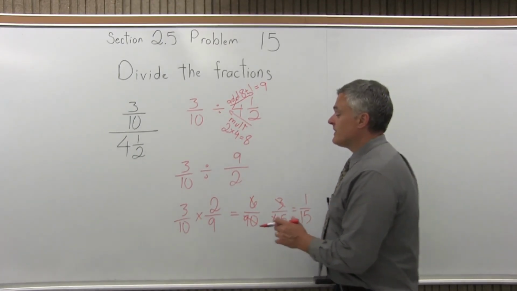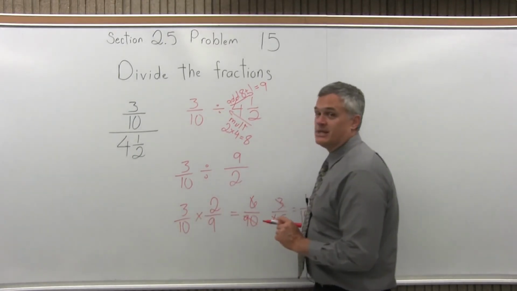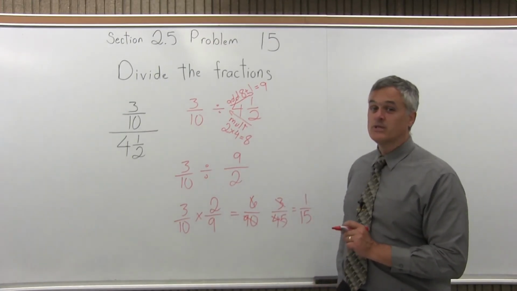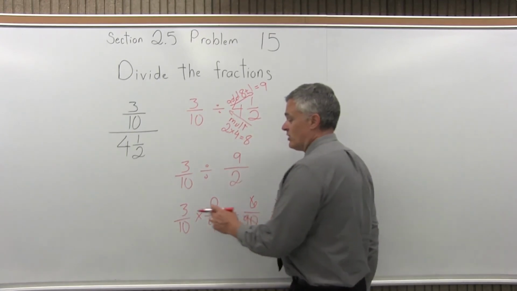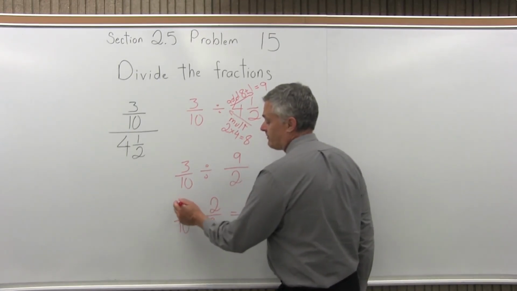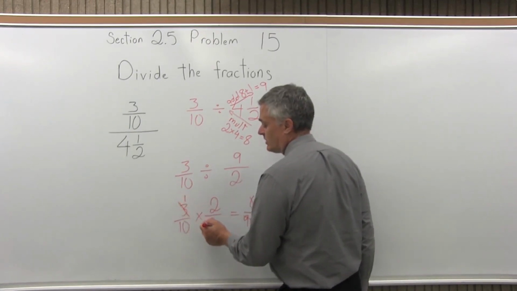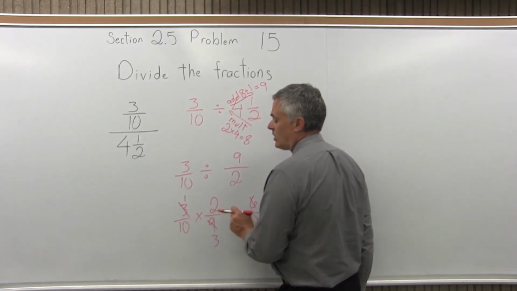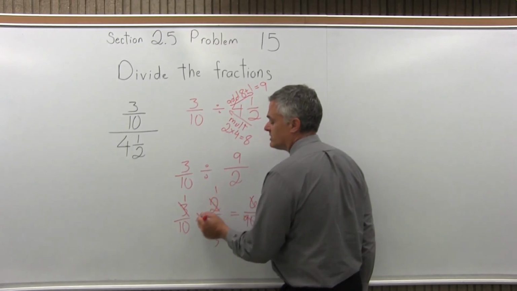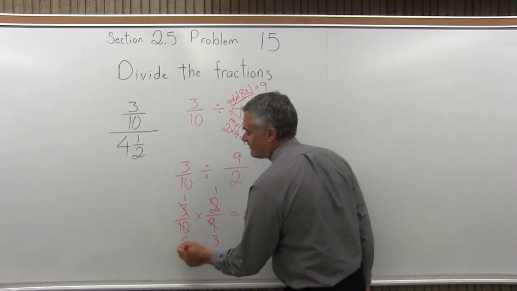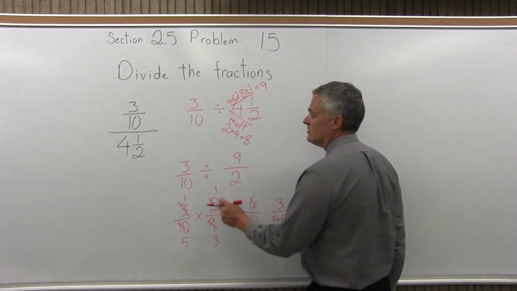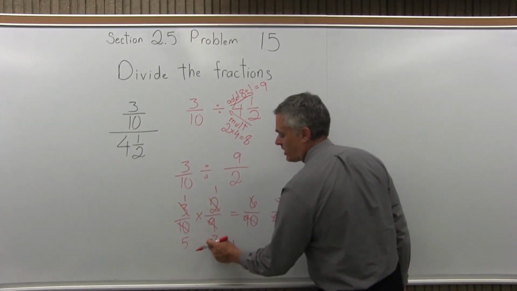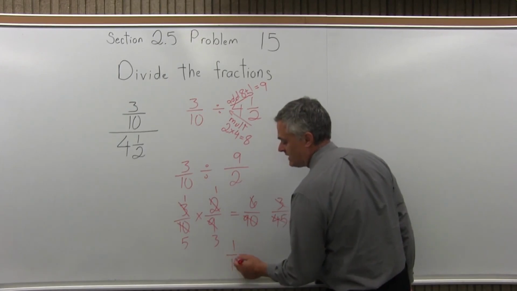Now, notice I had an opportunity to pre-reduce this, and I will get 1/15, and I'll actually get it a little bit more easily if I pre-reduce. Notice 3 on the top, 9 on the bottom. I can reduce those. 3 goes into 3 once, 3 goes into 9 3 times. The 2 and the 10 will also reduce. 2 goes into 2 once, 2 goes into 10 5 times. Now that I've pre-reduced, top times top, 1 times 1 is 1. Bottom times bottom, 5 times 3 is 15.